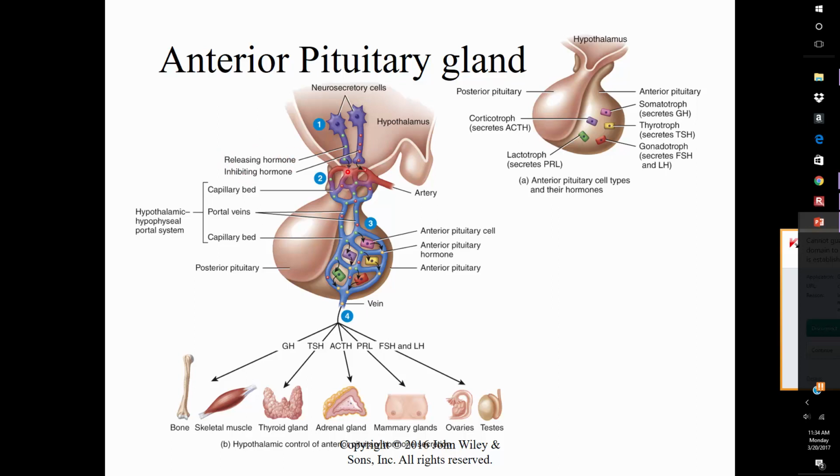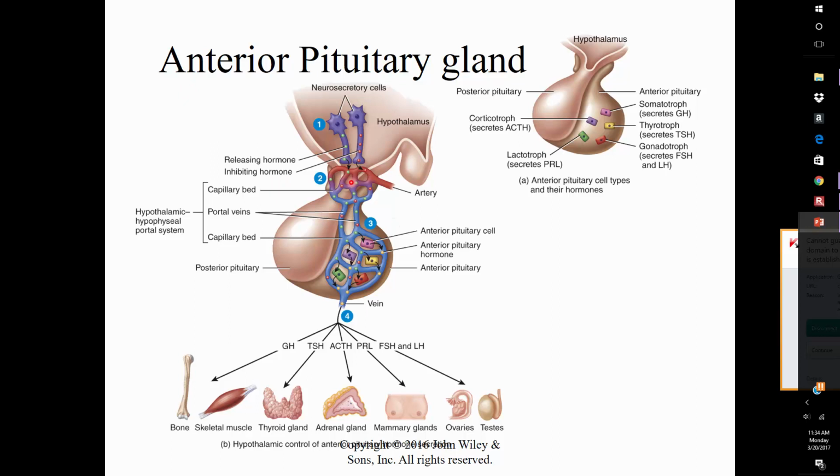They go into this capillary bed, which then goes to another set of blood vessels, and then another capillary bed. So this is referred to as a portal system, the hypothalamic hypophyseal portal system. A portal system is one that allows two capillary beds to be connected without going through the heart.